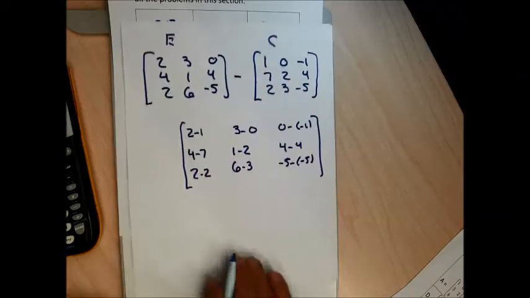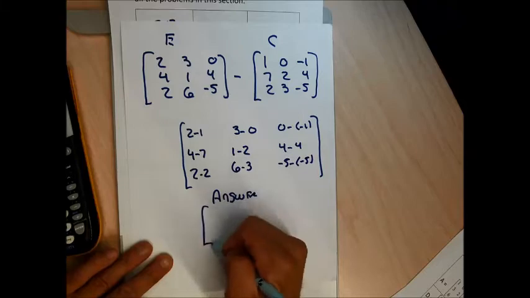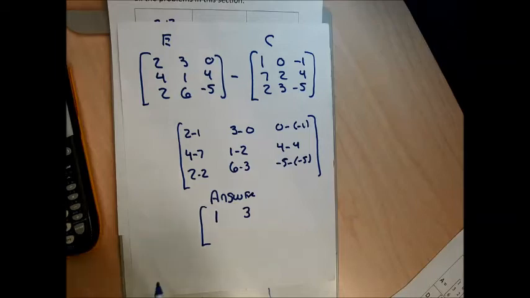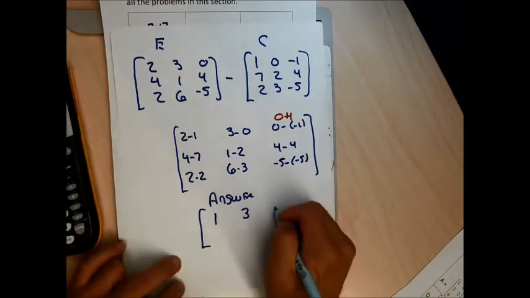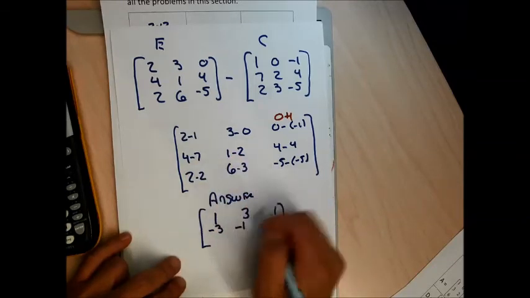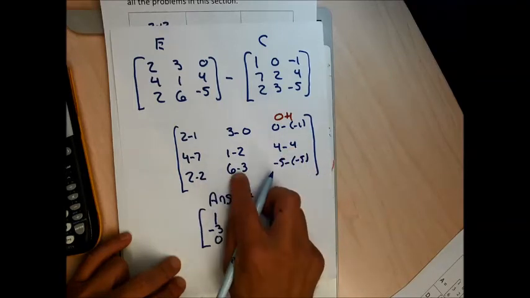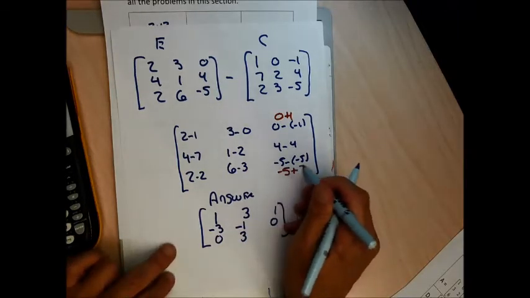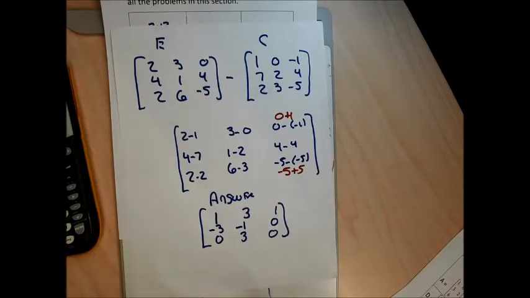So when I go to write my answer, 2 minus 1 is 1, 3 minus 0 is 3. This double negative makes this a 0 plus 1, so that's going to be a 1. 4 minus 7 is negative 3, 1 minus 2 is negative 1, 4 minus 4 is 0, 2 minus 2 is 0, 6 minus 3 is 3, and this is really negative 5 plus 5, so it's also a 0. Don't have to do that by hand. You could do it on your calculator.